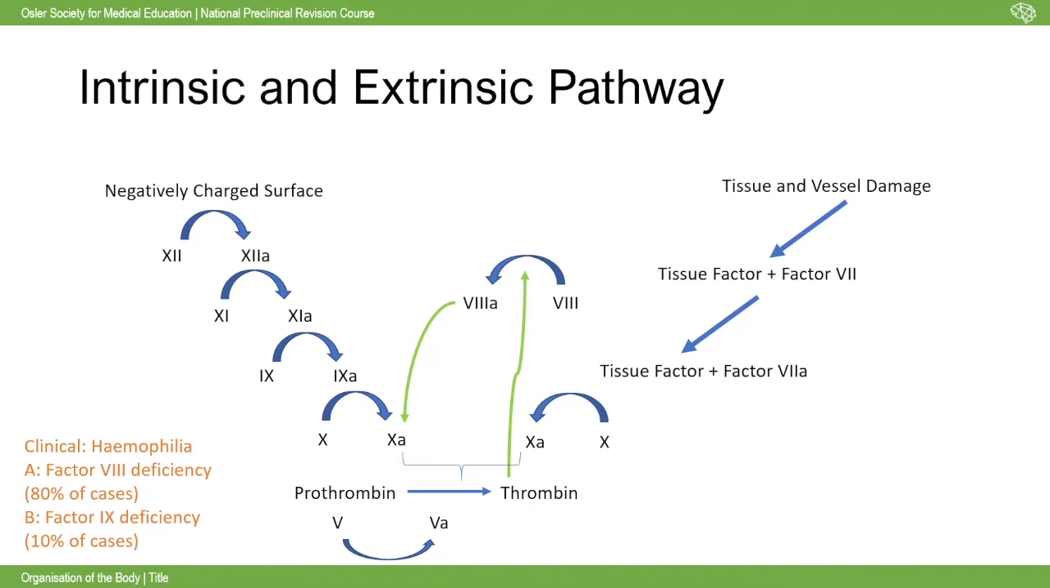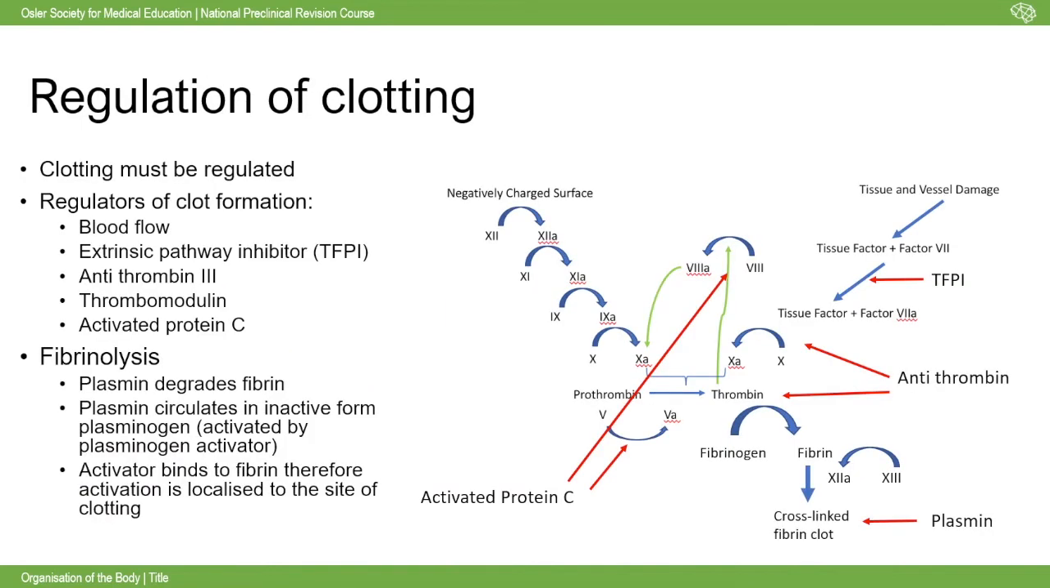Just to draw your eye to the clinical relevance of this, we have haemophilia, which occurs where you have, in most cases, a factor 8 deficiency, and you'll therefore have excess bleeding and lack of clotting. So as I mentioned, you have to really strictly regulate these processes.